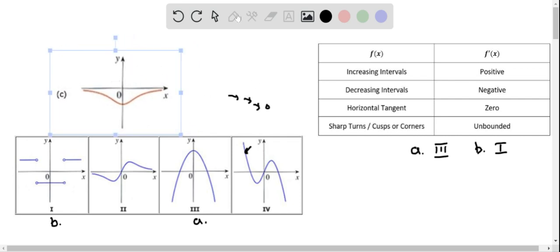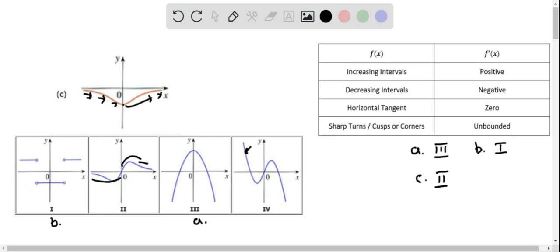So let's analyze this. It is decreasing, and this is decreasing till this point, which means the graph of the derivative has to be negative. So clearly this is negative, and after which it is increasing, so it has to be positive. So clearly this is positive, above the x-axis. Therefore the graph given in part 2 is the derivative graph of the given graph in part C. So we can write part C matches with part 2.